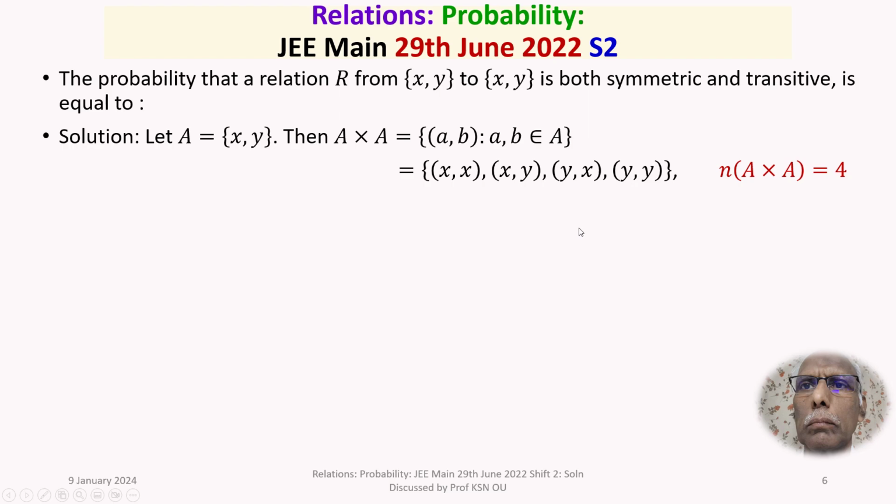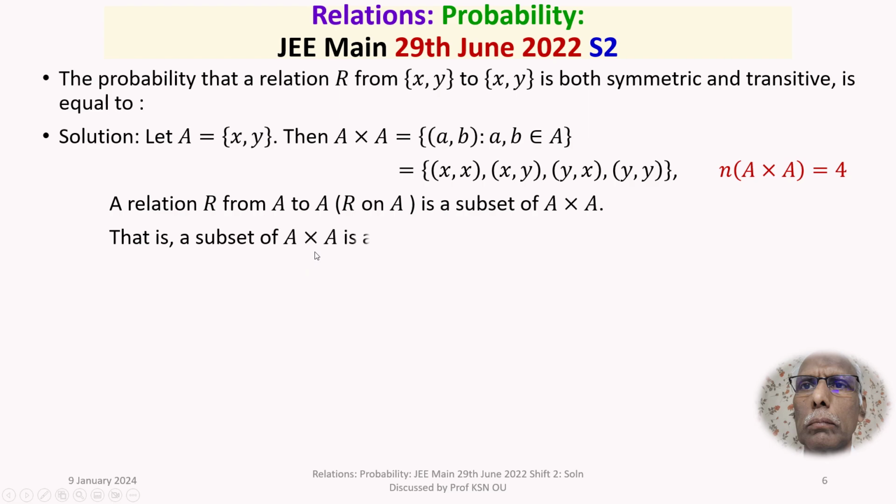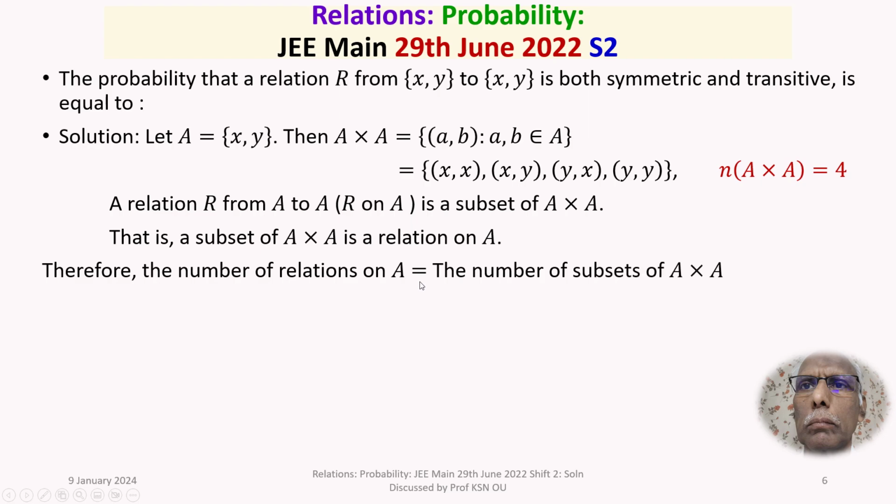Agreed. Now let's recall what a relation is. A relation R from A to A, the same as a relation R on A, is a subset of A cross A. That is, any subset of A cross A is a relation on A. So how many relations are there? As many as there are subsets of A cross A. Therefore, the number of relations on A is equal to the number of subsets of A cross A.